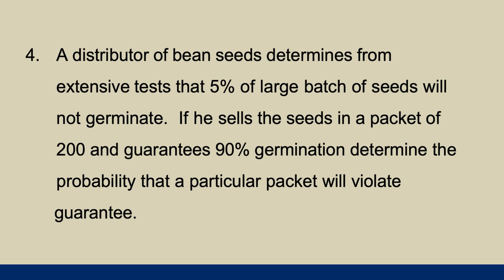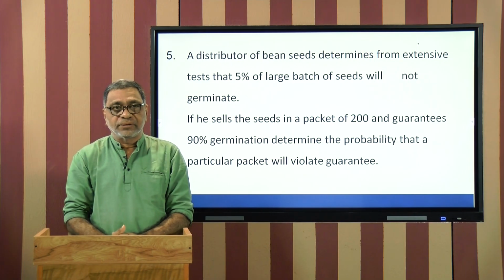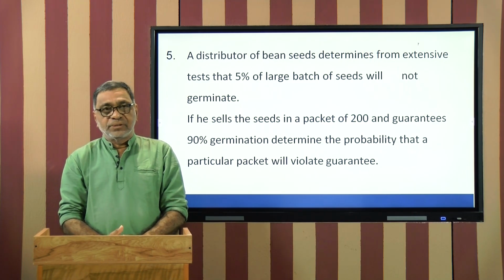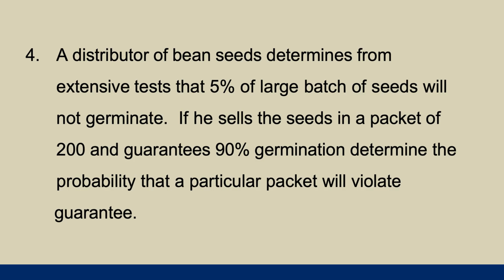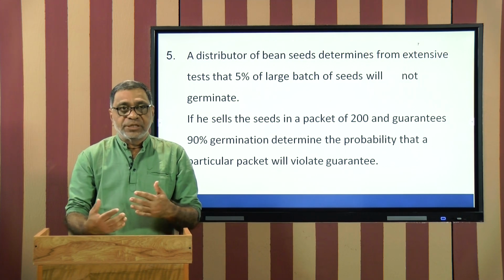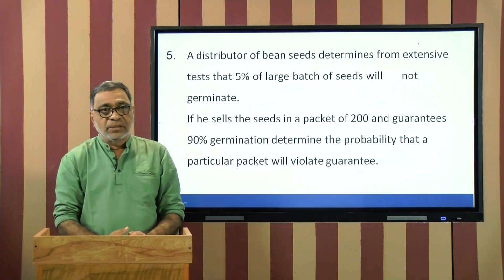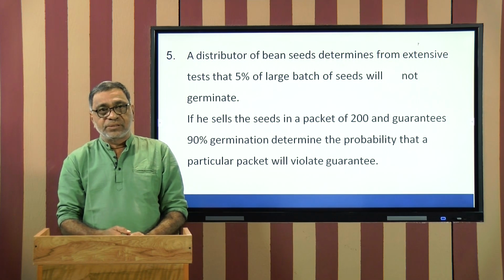Now, let us consider a new problem where we are applying the Poisson distribution. A distributor of bean seeds determines from extensive tests that 5% of a large batch of seeds will not germinate. So, from previous knowledge, he identified that 5% of seeds in the large batch will not germinate. And the distributor sells the seeds in a packet of 200 and guarantees 90% germination. Determine the probability that a particular packet will violate the guarantee.